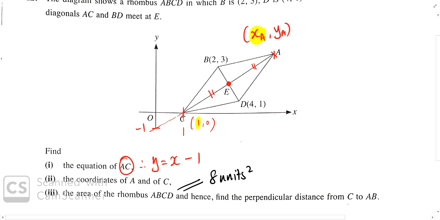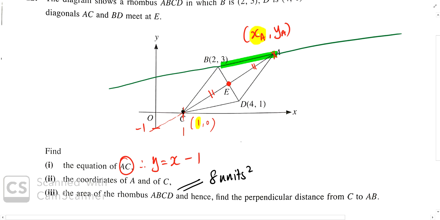Okay, from C, this is point C, to AB. Where's the line AB? This side, right? A perpendicular line from C to AB. Cannot, you need to extend it. If you don't know which direction to extend, I extend both sides. Now is it clear where the perpendicular distance is?